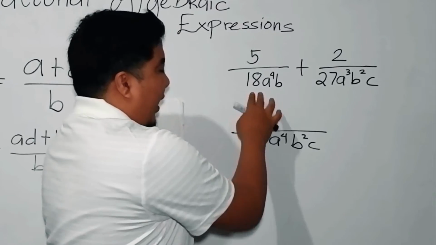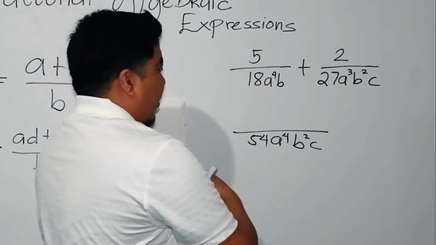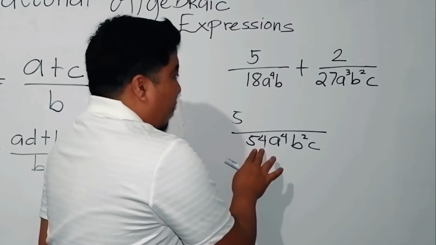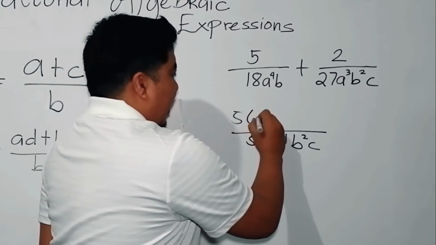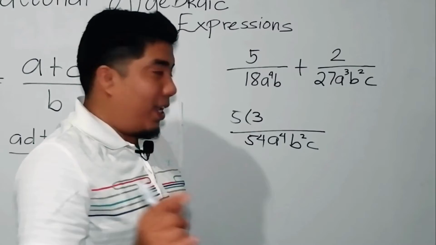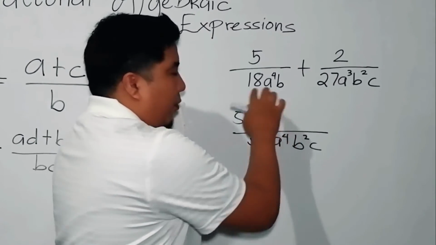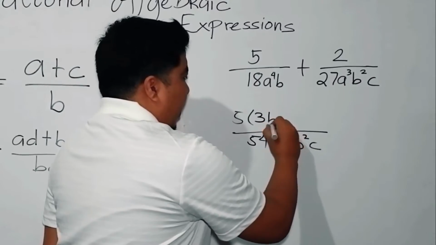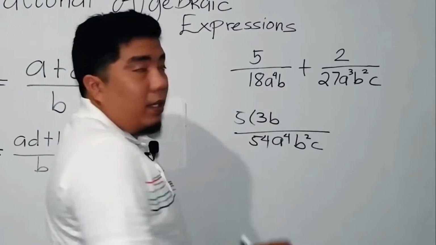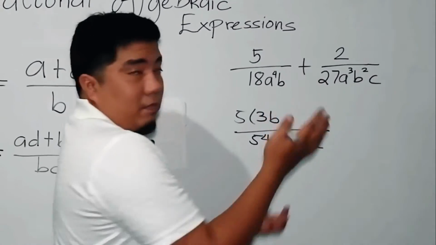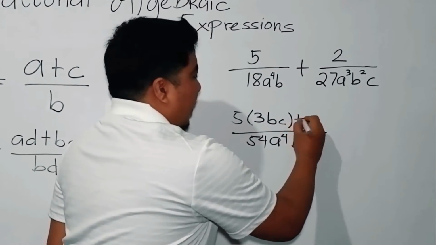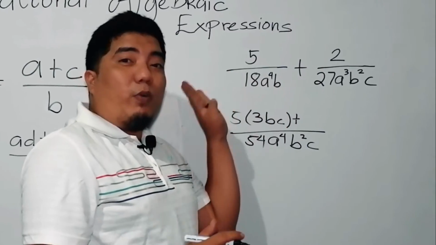54 divided by 18. So, let's just write the 5 here so that you can follow me. Okay, 54 divided by 18, that is 3. A4 divided by A4, none. B squared divided by B, that is B. C divided by nothing, or C divided by 1, it's still C. Alright. We copy the plus. So, we are through with our first.